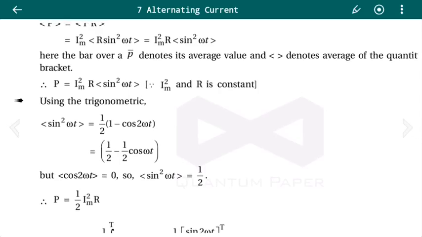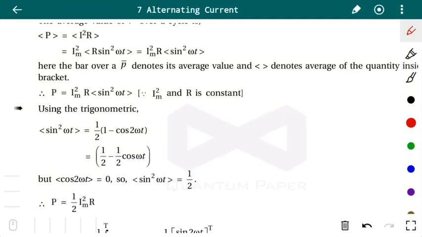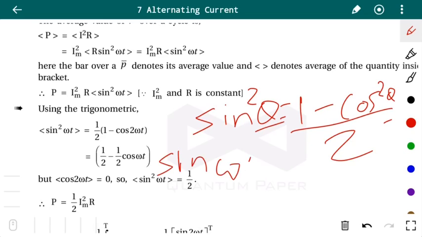So here P equals Im square R average of sine square omega t. Reason, because Im and R are constant. Now using the trigonometric function, that is the average of sine square omega t, we know the equation that sine square theta is equal to 1 minus cos 2 theta by 2. So here instead of theta we are having omega t. So we can write sine square omega t equals 1 minus cos 2 omega t by 2.